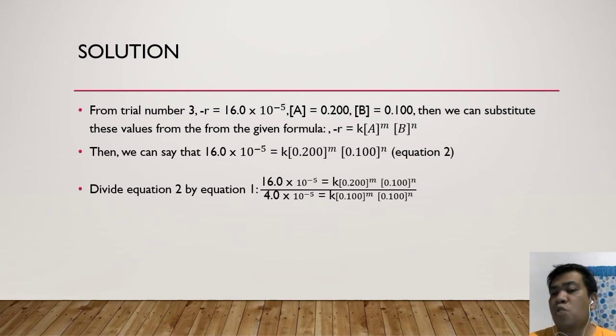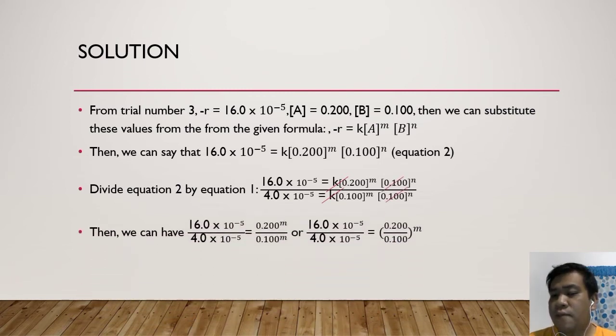Divide equation 2 by equation 1, and we can obtain this answer. After that, we have to cancel all the common values or units. So this time, we get 16.0 times 10 to the negative 5 divided by 4.0 times 10 to the negative 5 equals 0.200 raised to m divided by 0.100 raised to m, or 16.0 times 10 to the negative 5 divided by 4.0 times 10 to the negative 5 equals the quantity of 0.200 divided by 0.100 raised to m.